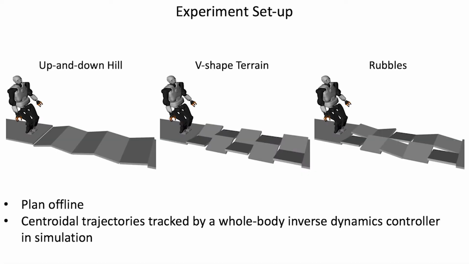To evaluate our approach, we use the baseline and three candidates to plan offline centroidal trajectories of the humanoid robot Talos in the scenarios shown in this slide. We validate the planned trajectories by tracking them with a whole-body inverse dynamics controller in simulation. Next, we present our experimental results grouped by scenarios, along with the computation time of the baseline and our candidates.